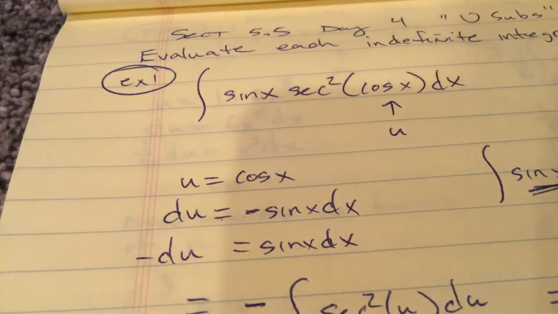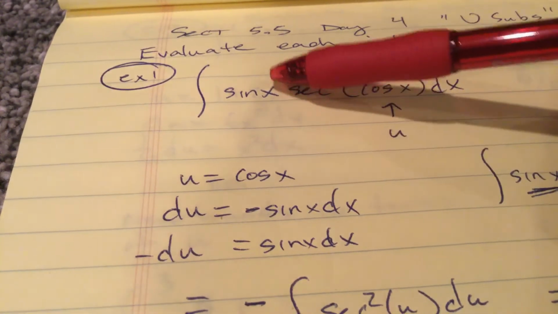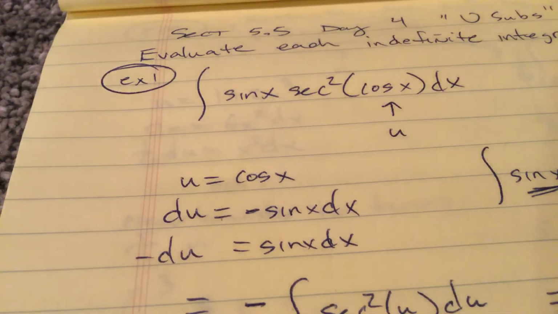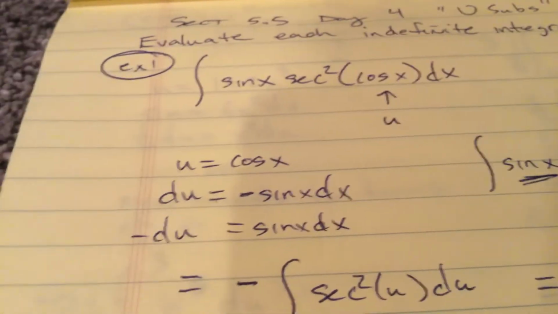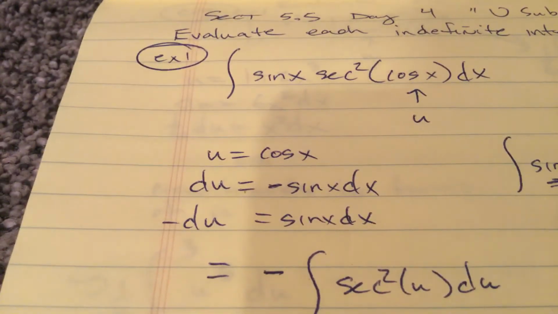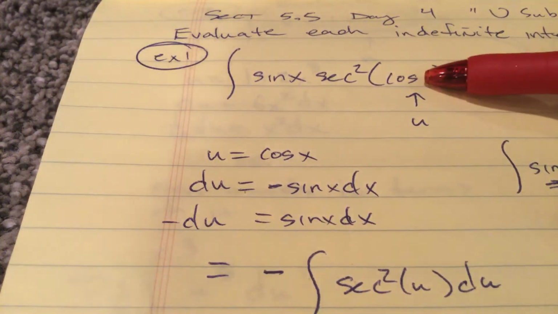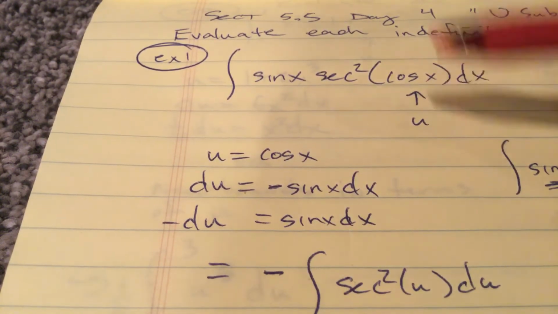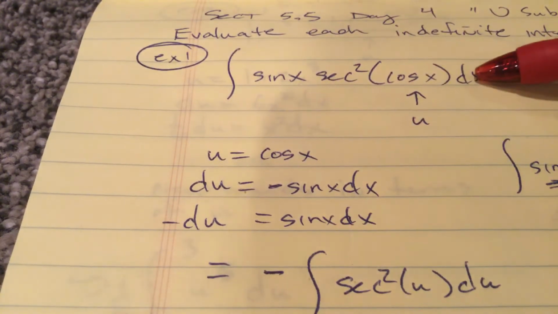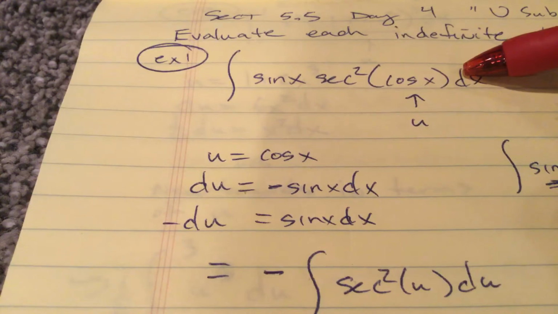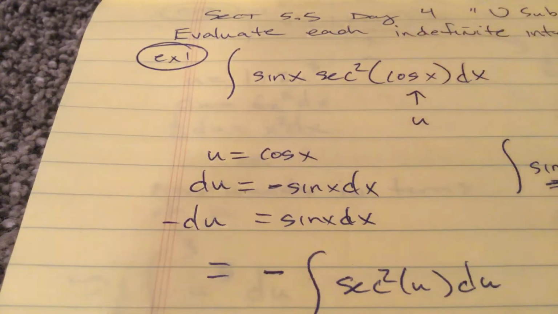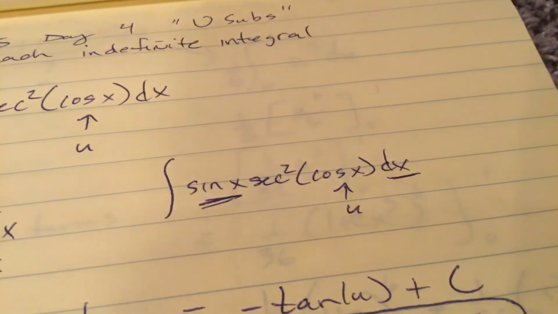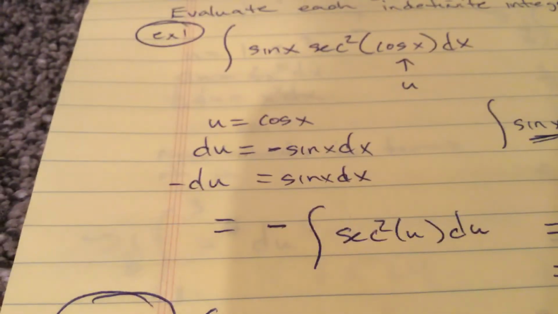Anyway, on number 1, this is an interesting looking one. Evaluate each indefinite integral. We're going to do some indefinite integrals for a while. We got sine x times secant squared of cosine x. So I want to make cosine x be u. If this is u, then the derivative of u would be sine x dx. So this would be u, this would be du, and I would have secant squared of u. That's not bad. I can work with that.